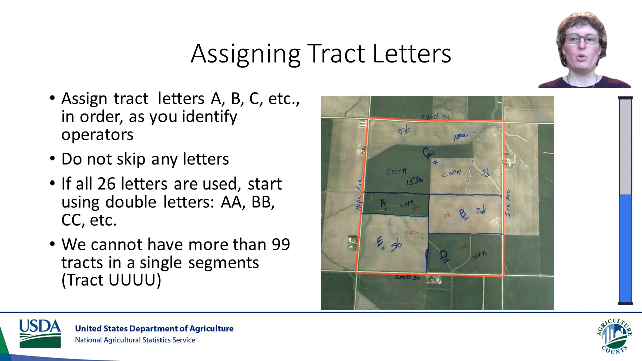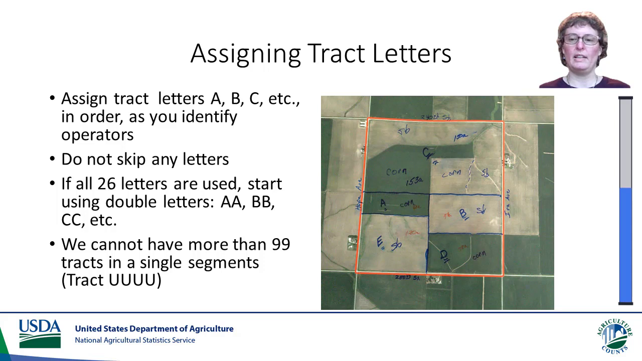As we identify more operators in our segment, we will continue to assign letters to each operator in order. Do not skip any letters. If all 26 letters in the alphabet have been used, you can start using double letters, such as AA, BB, CC, and so on. If you have a segment which has more than 52 tracts, you can continue with triple letters: triple A, triple B, triple C, and so on.